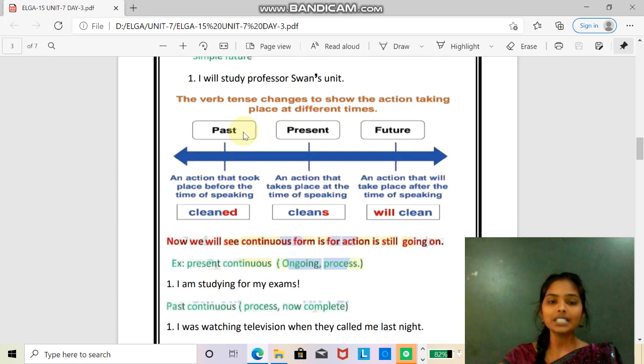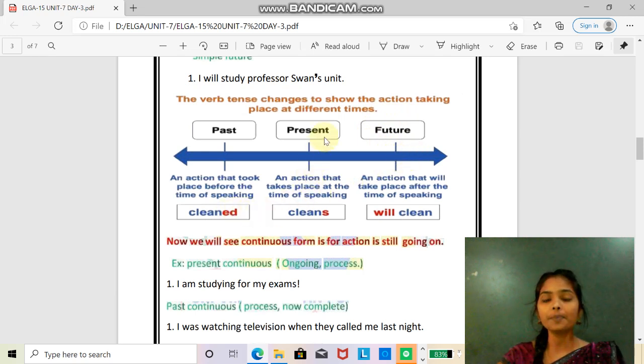So let's learn how the verb changes to show the action taking place at different times. Always remember, present tense is nothing but what is happening now or today. Remember it as today. When it comes to the past, it is yesterday's, or what has already happened. Future means it hasn't happened yet, it is going to happen. That we call future tense.